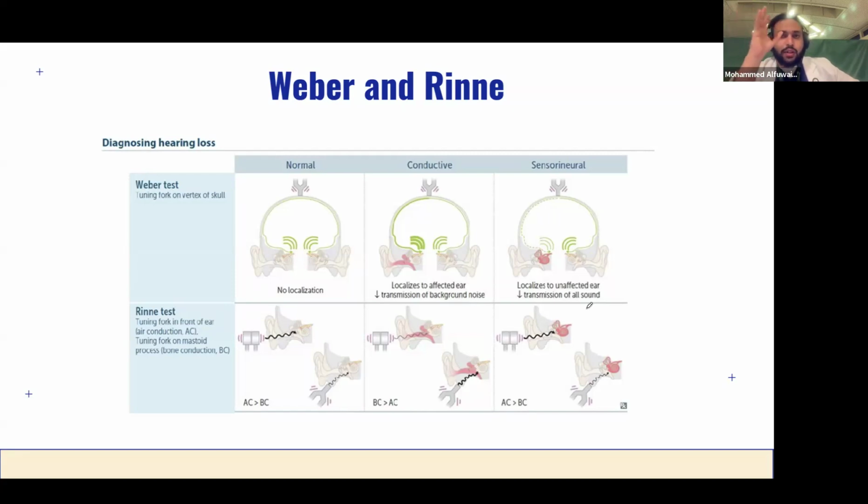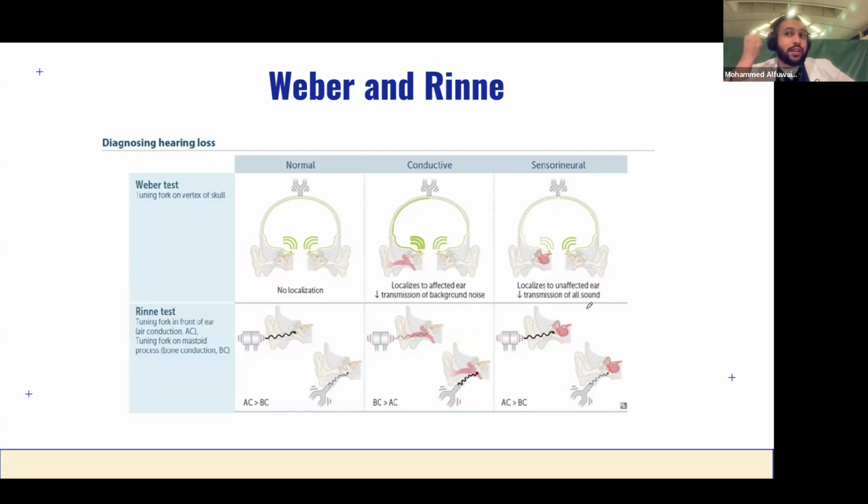This is to explain it. In reality, what we do is we put it at the mastoid. Okay? And we ask the patient, can you hear it? Can you hear it? Tell me when you don't hear it. When they don't hear it, we switch to the air.